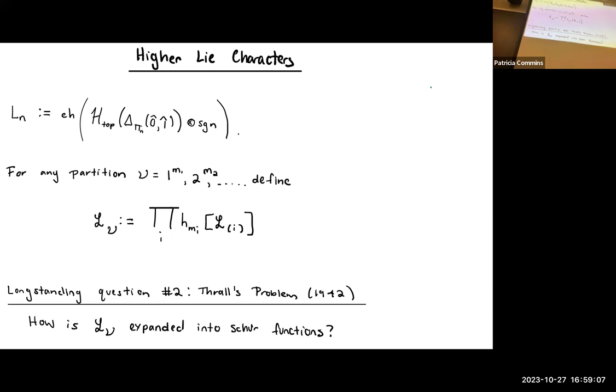And then if you want to get L_nu for any partition nu, where the partition has m1 ones, m2 twos, and so on, you can take this plethysm as a product. So remember, H's are like trivials on the outside. These L's are defined here, although I didn't make that one curly. And plethysm kind of goes with the Reith product. And yeah, this is called Thrall's problem. How are these expanded into Schur functions? This is something people are trying to work out.